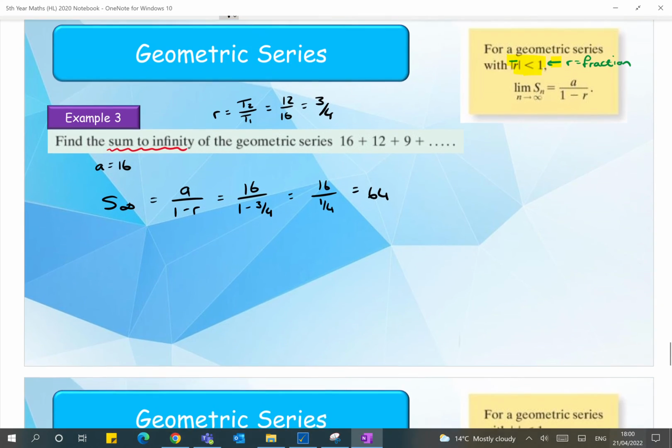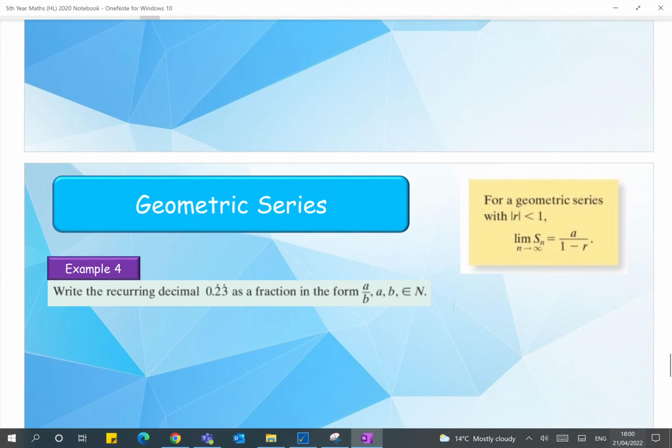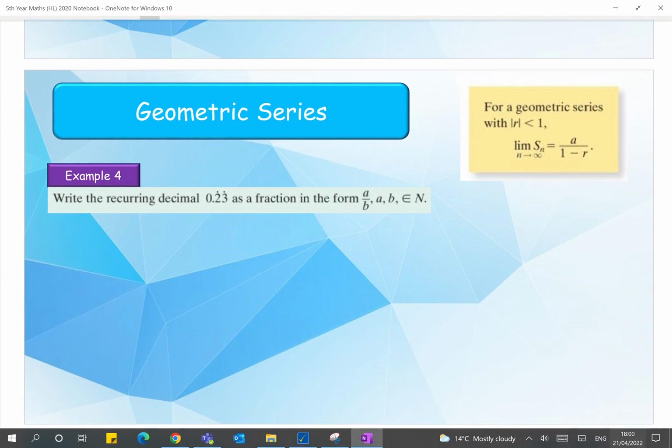Now, last one when you're ready. So again, you can pause the video here to add that little one in. And the last one when you're ready is looking at example 4, which is how we can use the limit to infinity to write recurring decimals as a fraction.